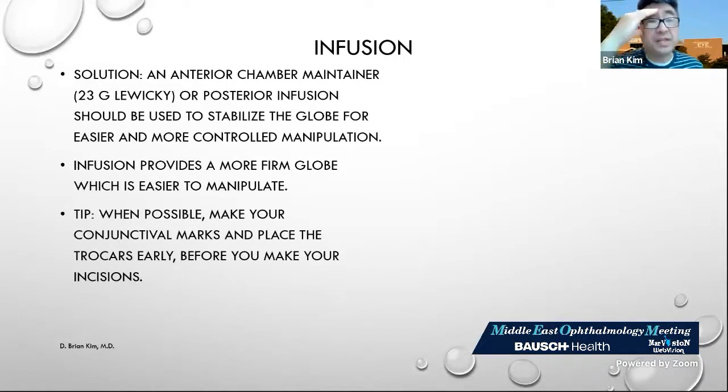I use a 23 gauge AC maintainer, purely because I'm not a vitreoretinal surgeon, and I'm not interested in putting infusion posteriorly because I don't feel comfortable doing that. You want to have infusion to firm up the globe so that you can make your scleral needle tracks.